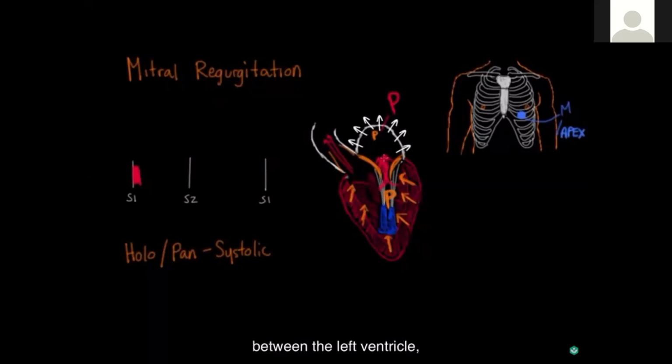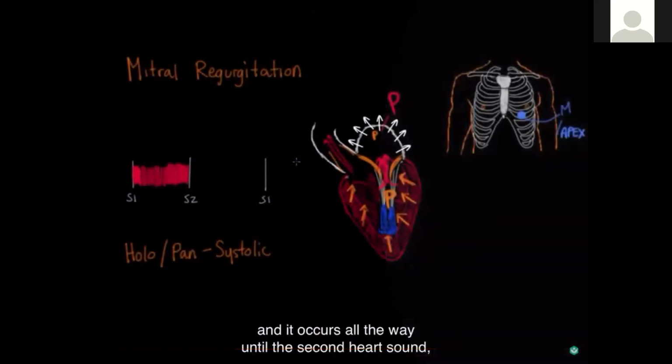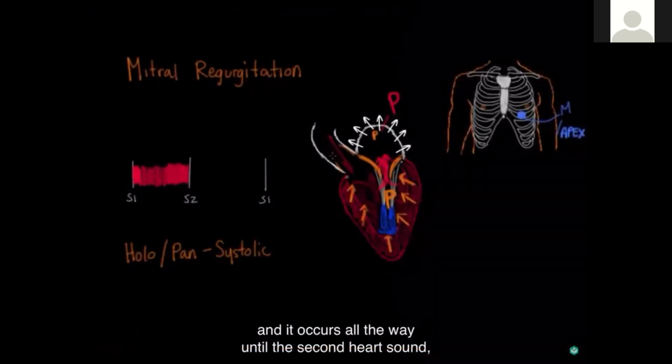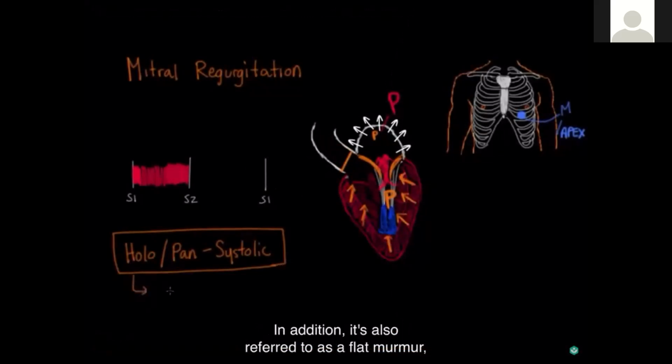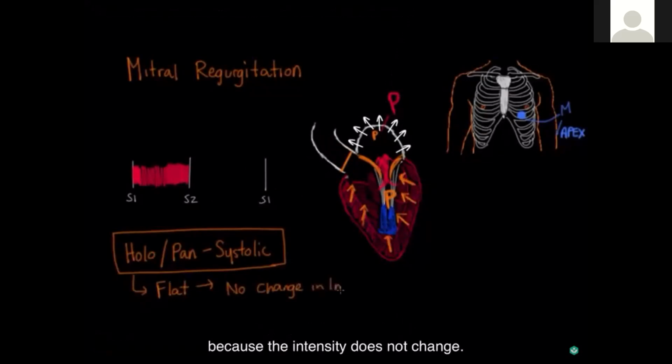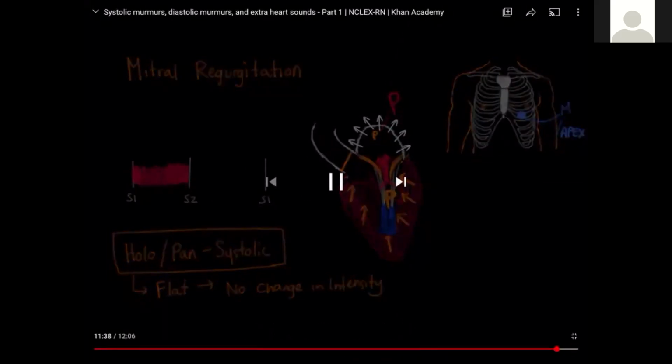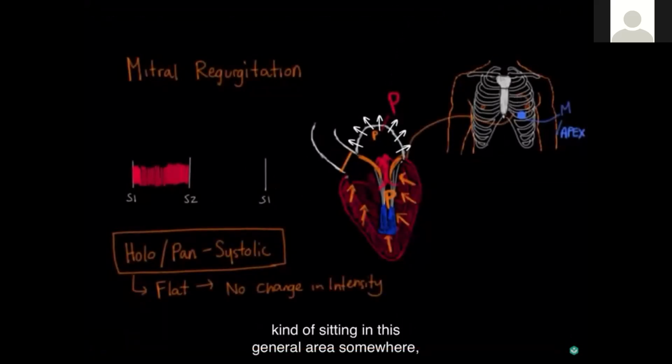But because the pressure difference between the left ventricle, which is really high, remember that's the workhorse of the body, and the left atrium, which is pretty low because it's just receiving blood from the lungs, the murmur is constant in intensity, and it occurs all the way until the second heart sound. It's a pansystolic murmur. In addition, it's also referred to as a flat murmur because the intensity does not change. And this murmur will actually radiate to the axilla. And so if you picture this valve kind of sitting in this general area somewhere, when blood flow goes back the other way, it's going to kind of be forced in the direction of this guy's armpit over here.